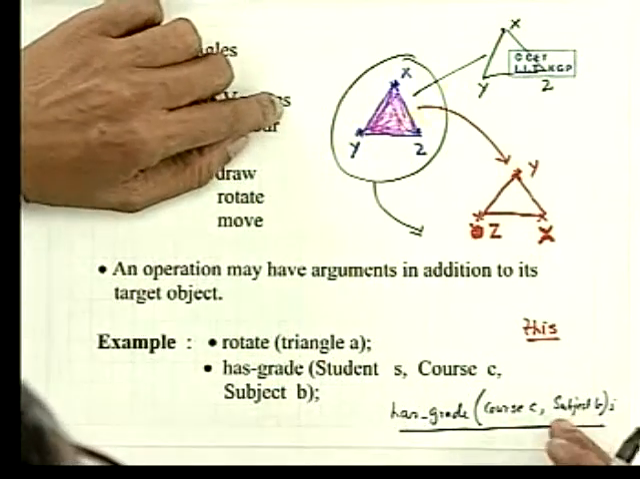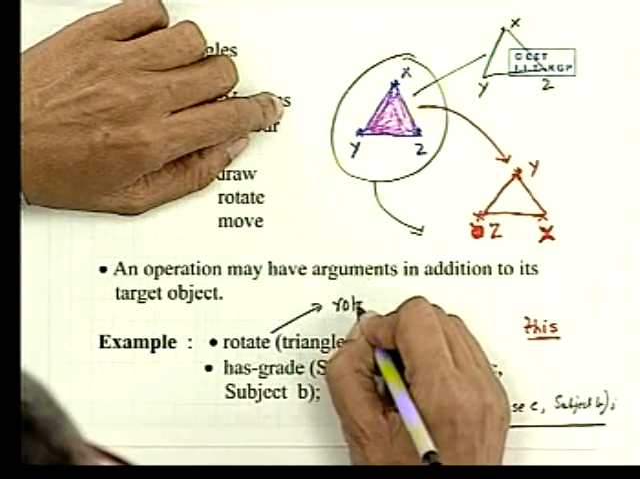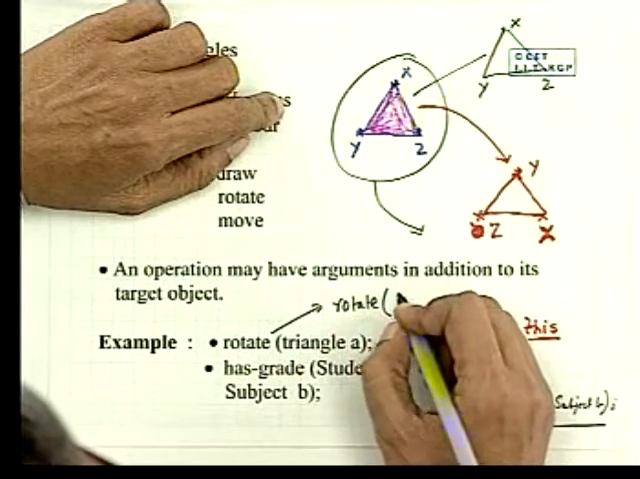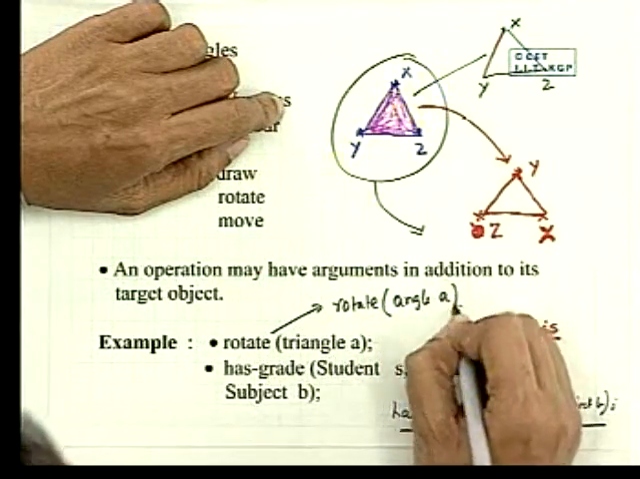Say, an undergraduate student in a course on database systems. Similarly, we can write this as rotate, another version, rotate with angle, where angle is also an object. Say rotate, the angle can be specified by radians or degrees.